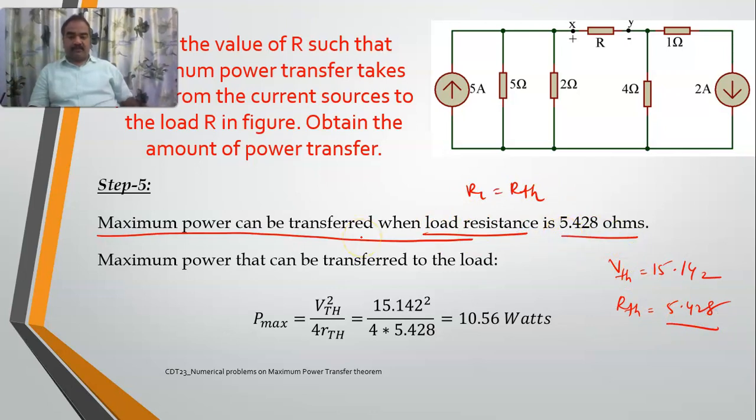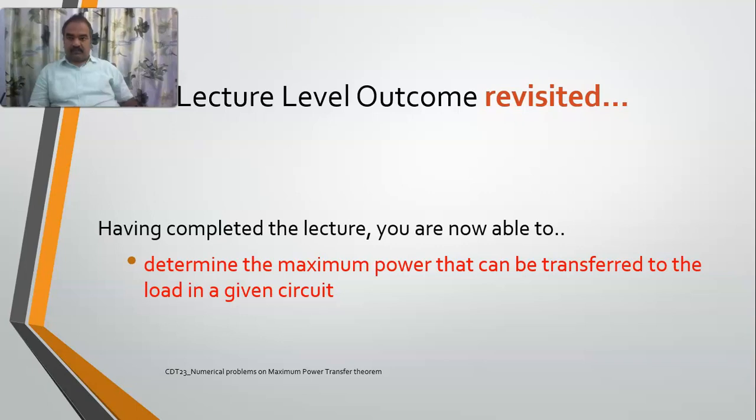Similarly, what is the maximum power which can be transferred to the load? It is VTH square by 4 RTH. This is PL max. Okay. So VTH value I do have, RTH value I do have. So I have calculated it. I have got 10.56 watts. So this is the way how you need to calculate. Okay. So I hope that you are now able to determine the maximum power.